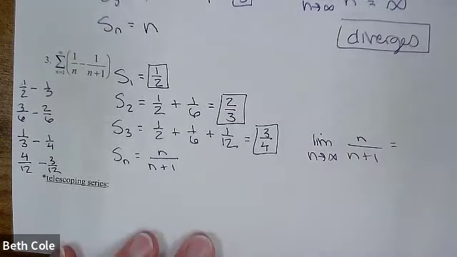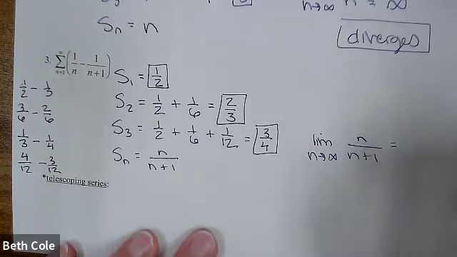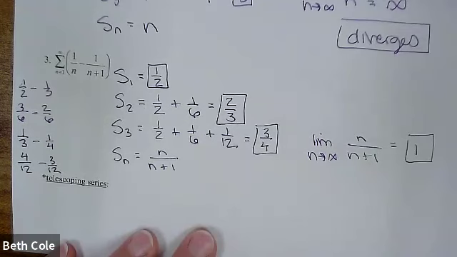And again, going to infinity, who's in charge here? Yeah, the numerator is n and the denominator is n, so just 1. And so it converges.